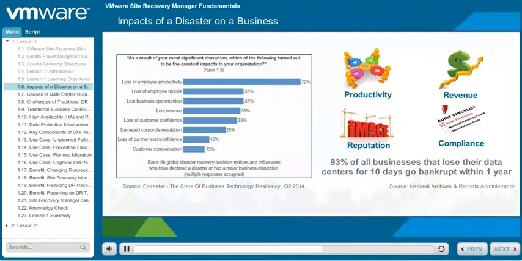93% of all businesses that lose their data centers for 10 days or more go bankrupt within 1 year. The cost of not having a functioning DR plan is astronomical if the unthinkable happens and disaster strikes. And thus a DR solution must be thought of like insurance, as something you need to protect yourself but hope never to use in real life.